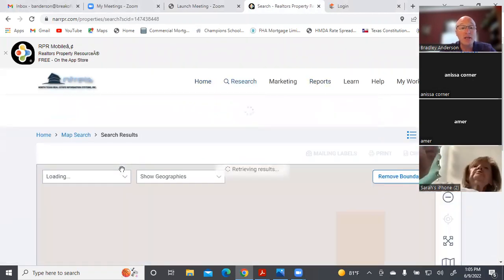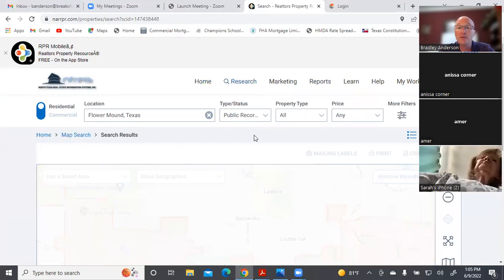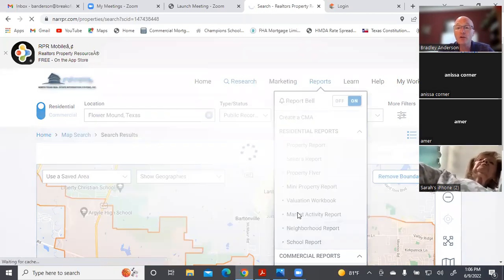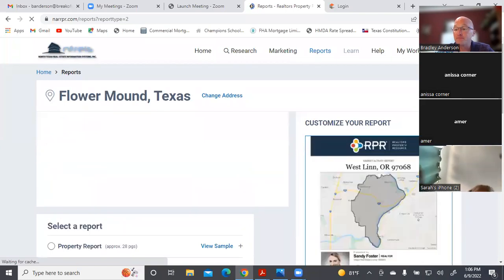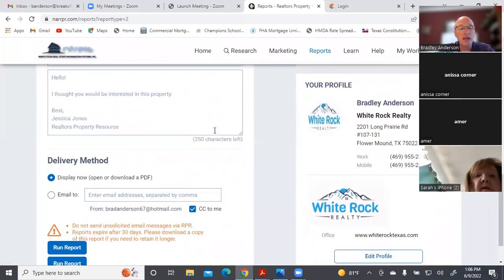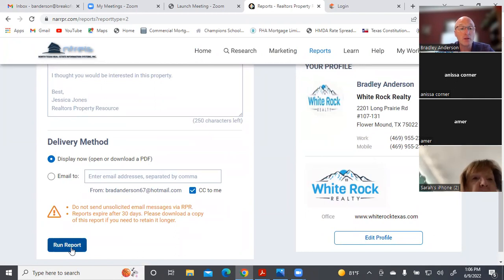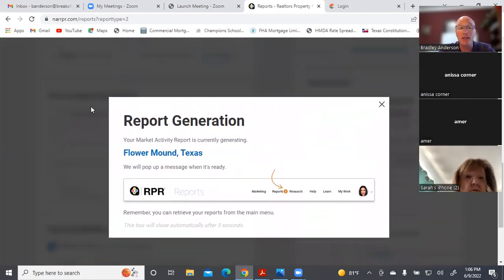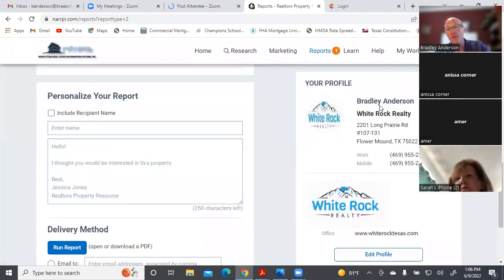And remember, you can enter in any of these, wherever you live. I'm going to go to reports and do a market activity report. You can see where that was highlighted right there. Then I'm going to click Run Report. When I do that, it says your market activity report is currently generating for Flower Mound, Texas. We'll message you when it's ready. For those of you that have been in this before, you know that it's a doorbell ring, and we'll hear that in a moment. But I already have one brought up.